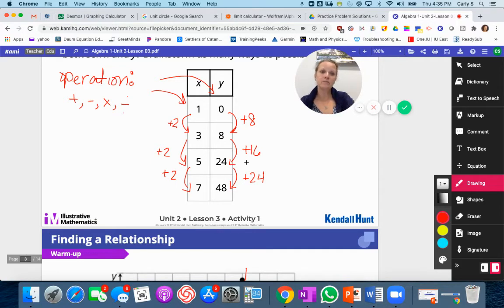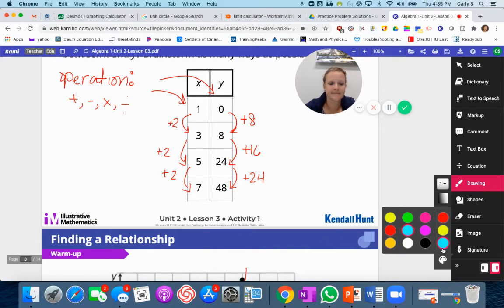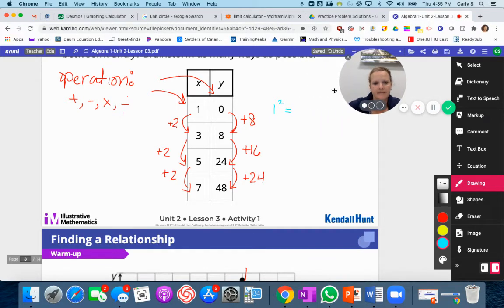All right, let's move on. I think I figured it out. So 1 squared equals 1 minus 1. 3 squared equals 9 minus 1. That was a tough one.